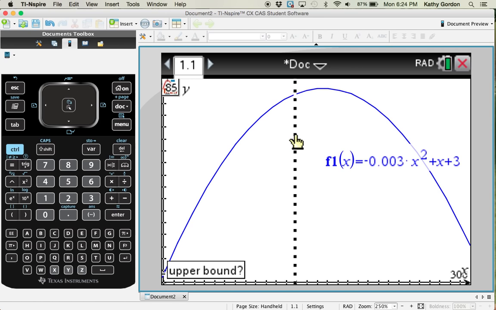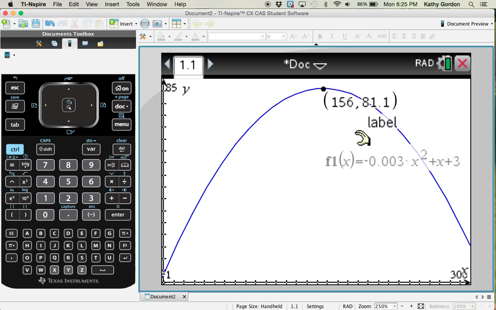Then I have the question down there in the box about being an upper bound, so I'm going to move it to the right. And you'll notice that once you pass the vertex, you'll actually get a little sign there that says, look, you've hit the maximum. And so you just need to make sure that this other boundary line is somewhere to the right of that. Click again, and now you have your labeled point. And so you'll see it's 156, which is our 156.25 rounded. And then you've got 81.1, which is our 81.125 rounded.